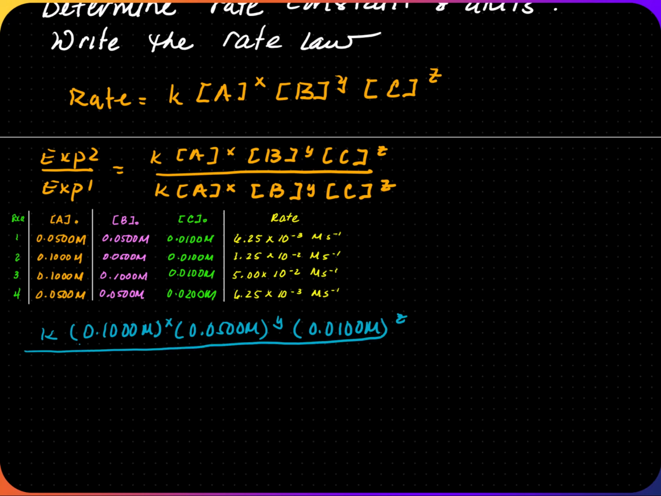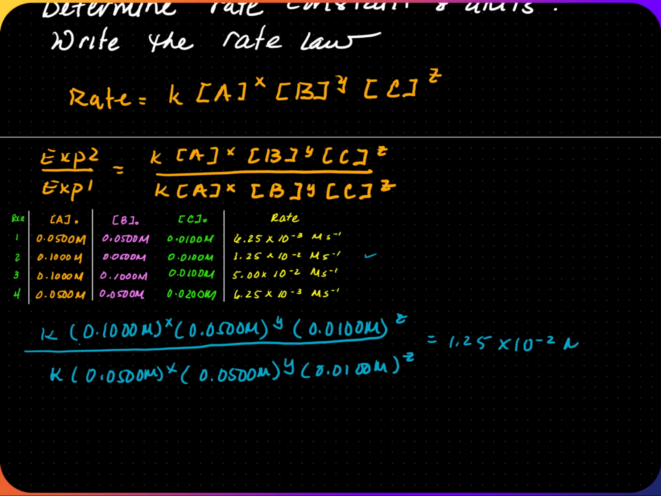And for experiment 1, it's going to be K times 0.0500 molar to the X. For B, it's going to be 0.0500 molar to the Y. And for C, it's 0.0100 molar to the Z. This is equal to the rate. And the rate for experiment 2 is 1.25 times 10 to the negative 2 molar second to the negative first. For rate 1, it is 6.25 times 10 to the negative third molar second to the negative first.